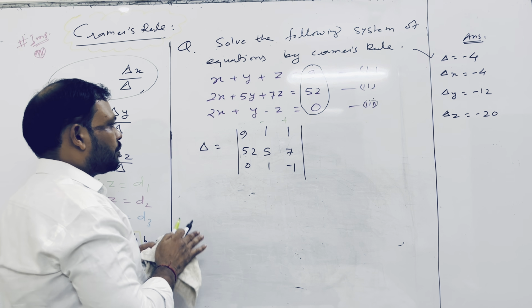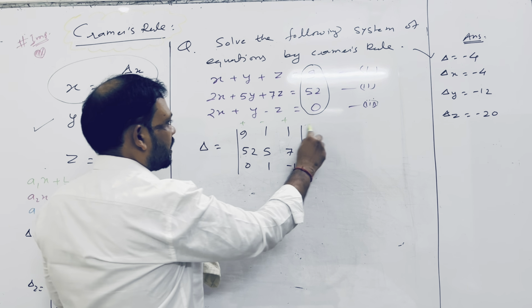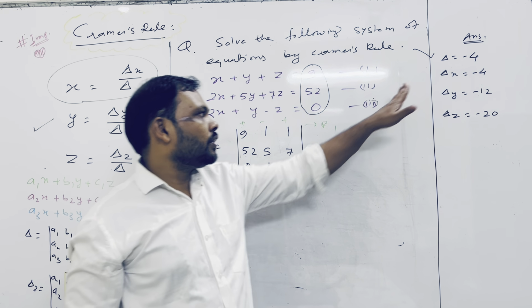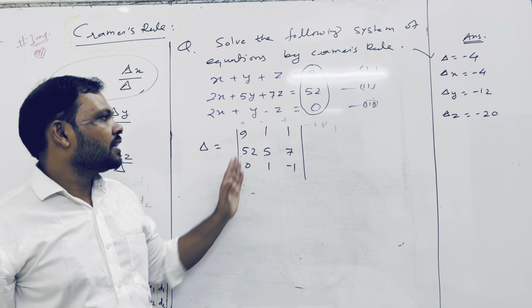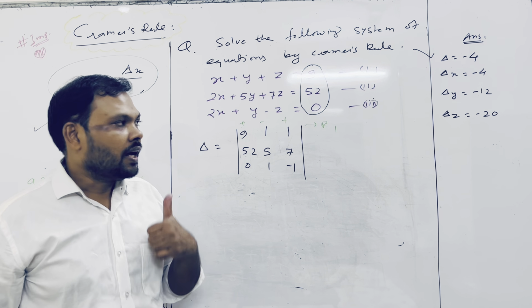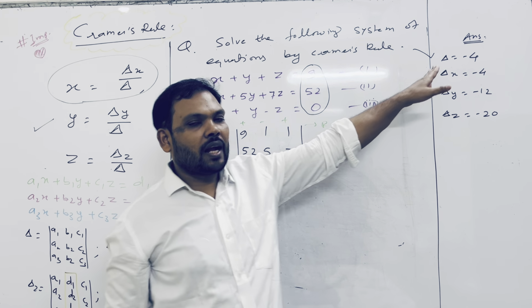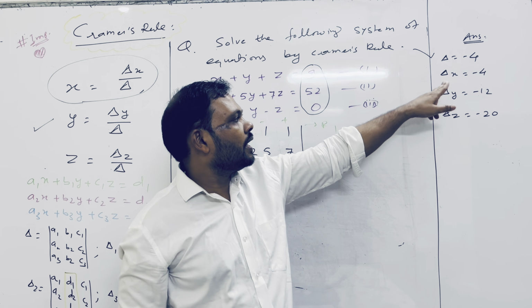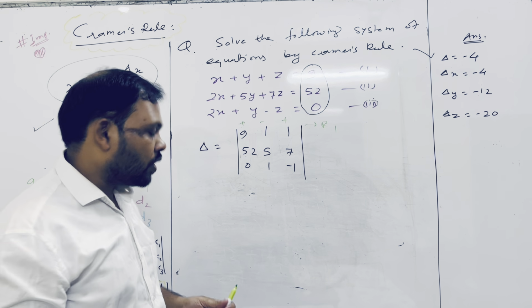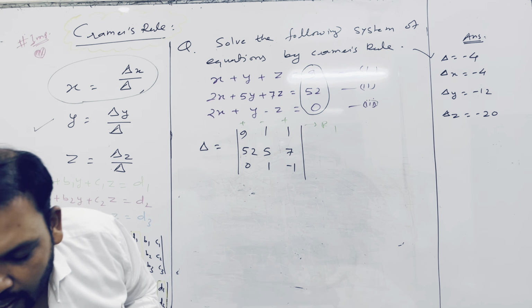The signs will be the same, plus minus plus, and you have to expand with respect to R1. This is a task for you, and you have to determine the values of del x, del y and del z. Quick. Okay, done. So just check your answers whether they are correct or not. Del x, del y and del z. After getting these answers, we'll simply follow Cramer's rule here.